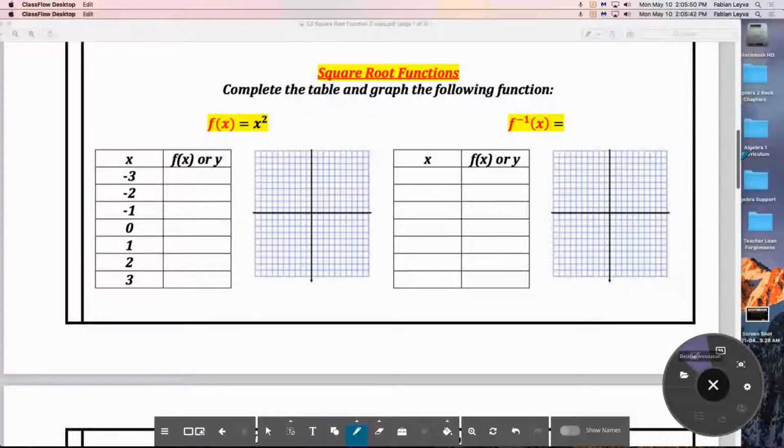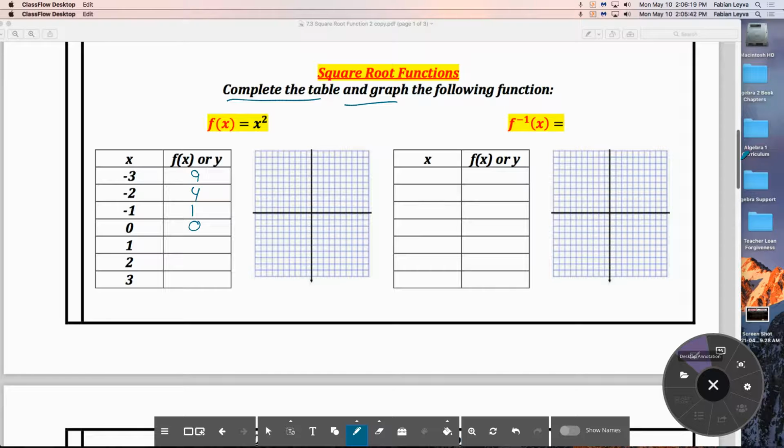The first thing I want you to do is complete the following table and graph the following functions. For f of x equals x squared, I want you to fill out the table. It's very straightforward because all you're doing is plugging in negative 3 into x squared. What is negative 3 squared? Remember, negative 3 times negative 3 is 9, right? And what is negative 2 squared? 4. Negative 1 squared? 1. 0 squared? I think you get the point.